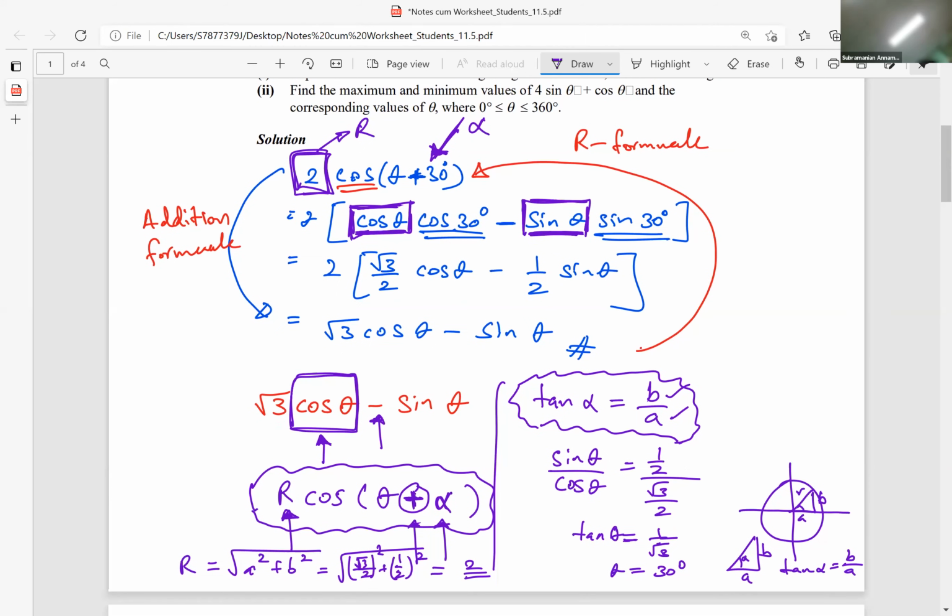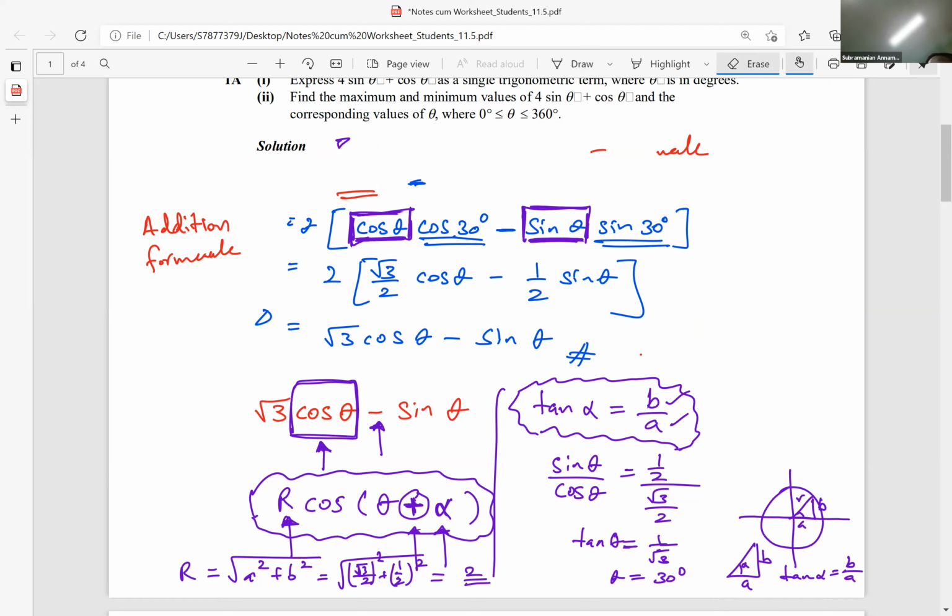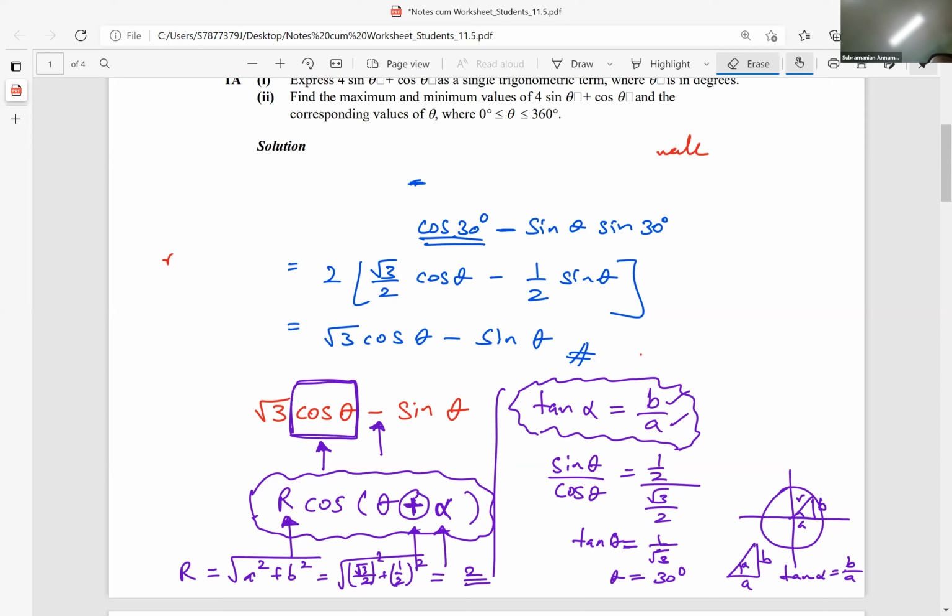Take a picture of this because I'm going to erase this off. Have you taken a picture already? Can I move on? Can I go to the 1A example? Okay, so let me erase this off. So let's look at 1a.